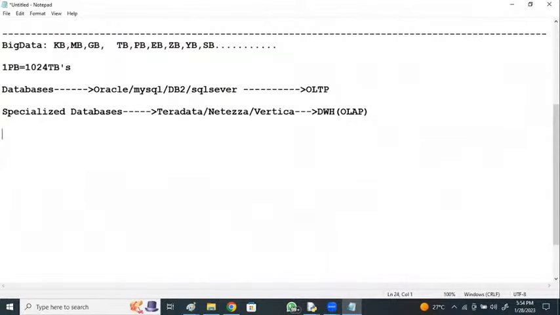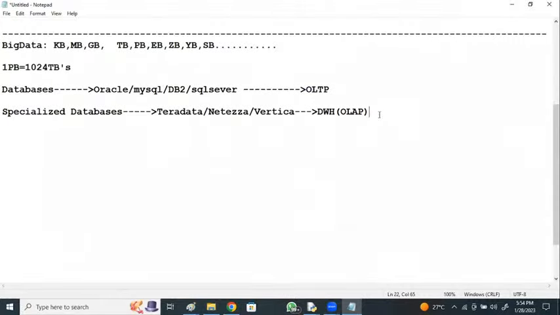Now these databases or specialized databases can handle data up to some extent, like databases in GBs of data, specialized databases in TBs of data. But to handle petabytes of data, these databases cannot. As a solution to all these storage level problems, and not only storage but also processing level, we have got a framework like Hadoop for storage and processing.